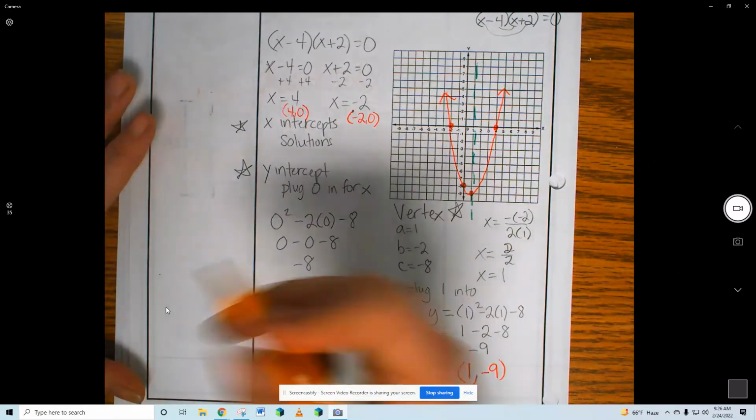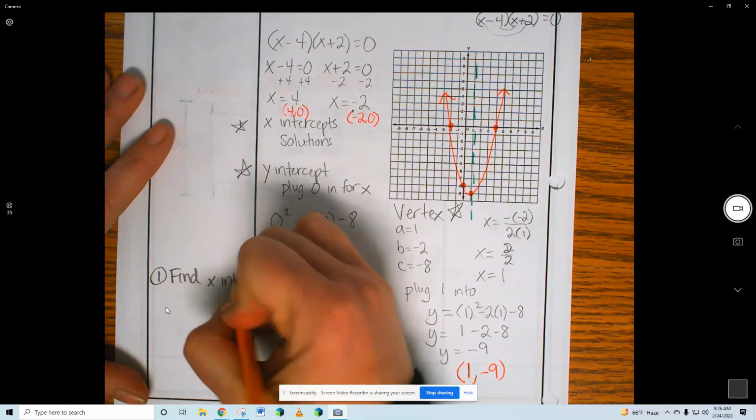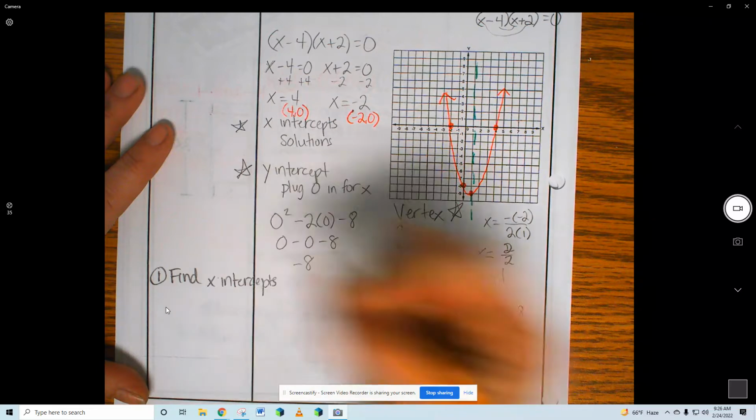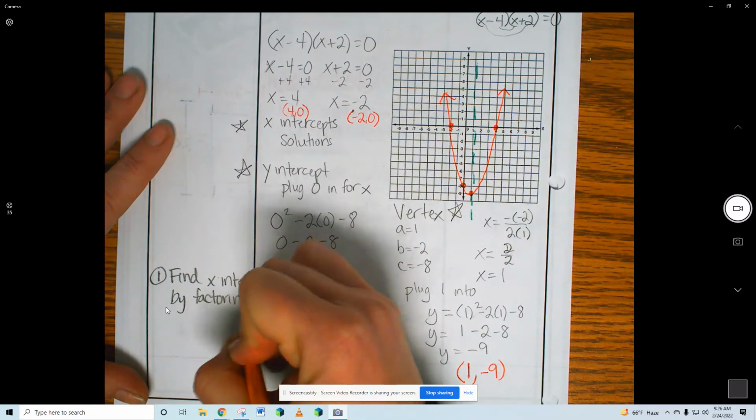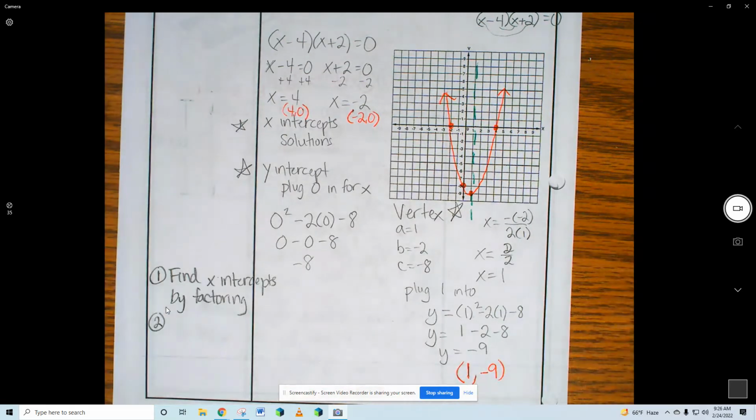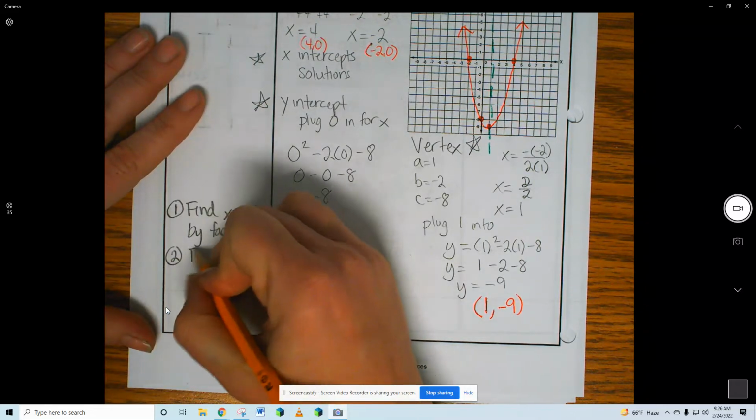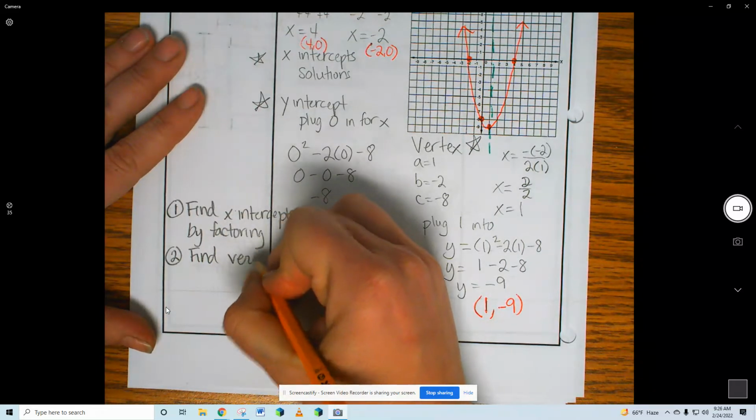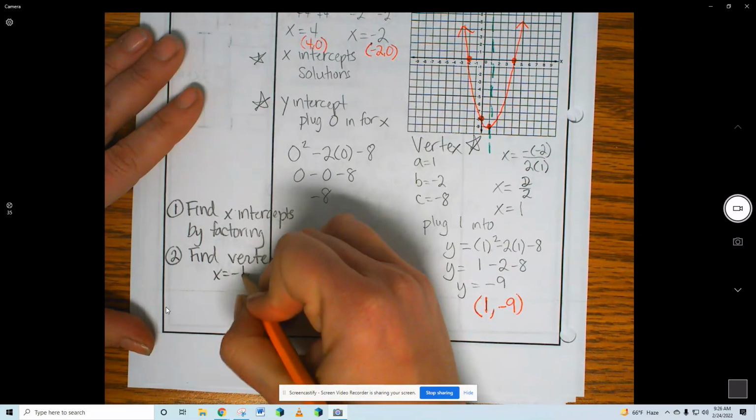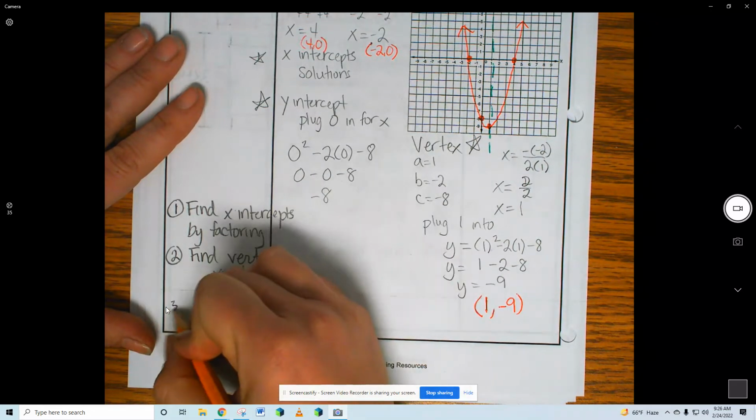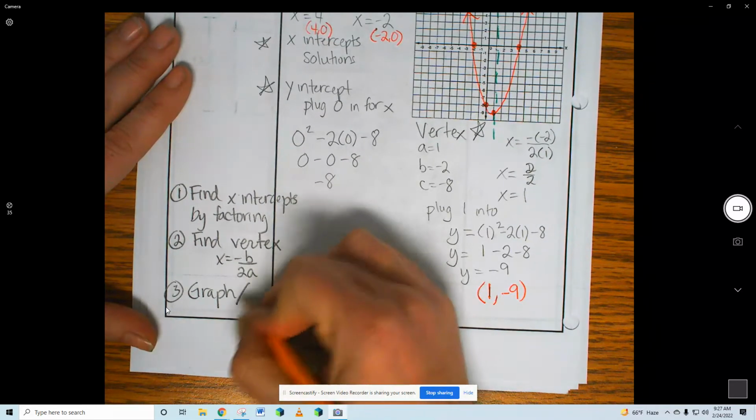Step 1, find the x-intercepts by factoring. Step 2, find the vertex, and that's like x equals negative b over 2a. And then step 3, graph or draw the line.